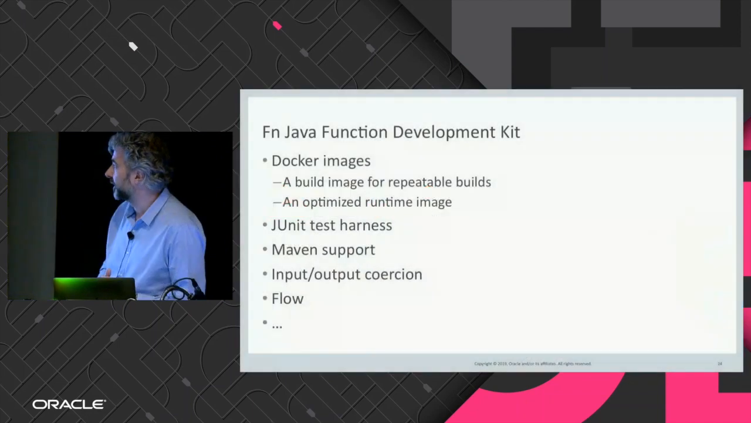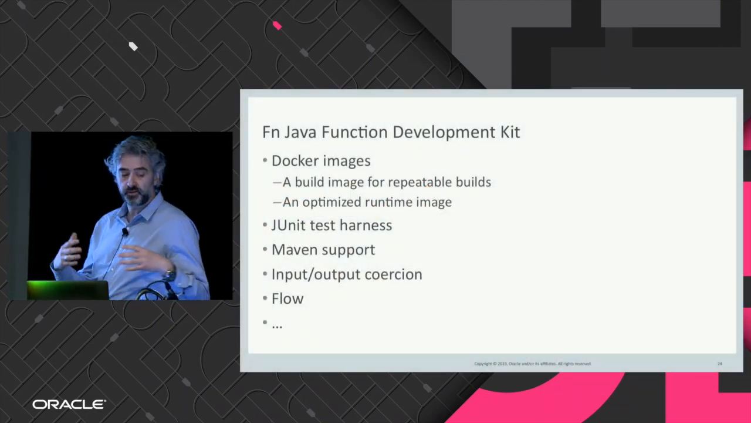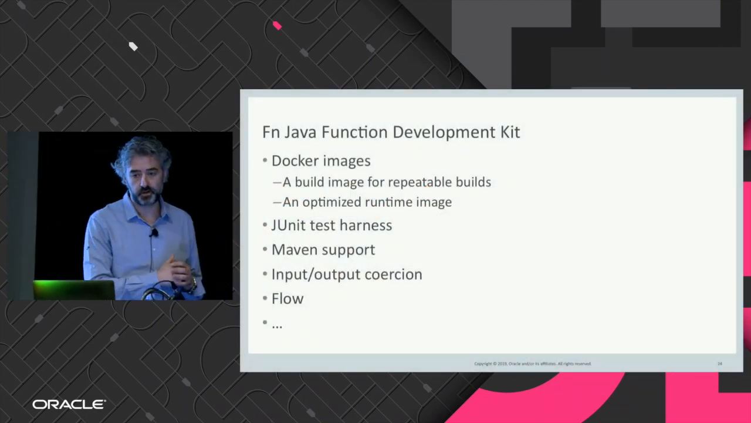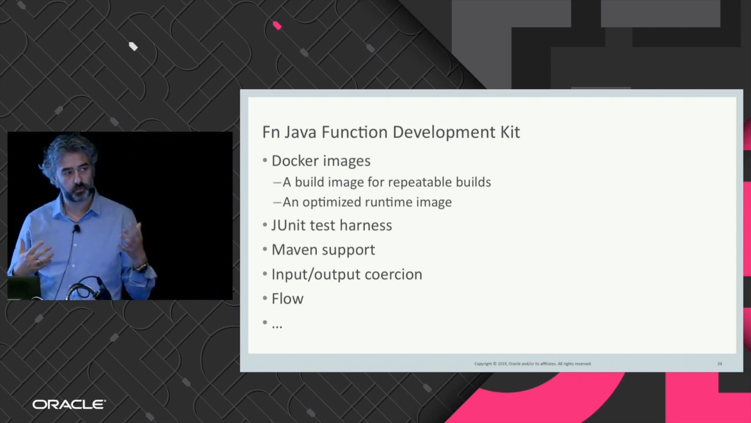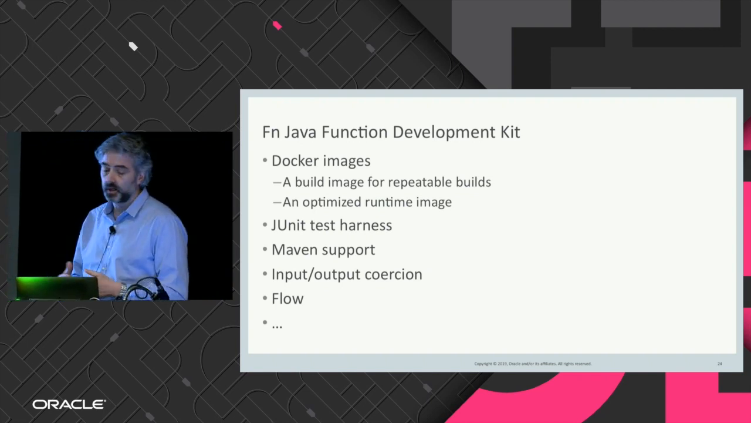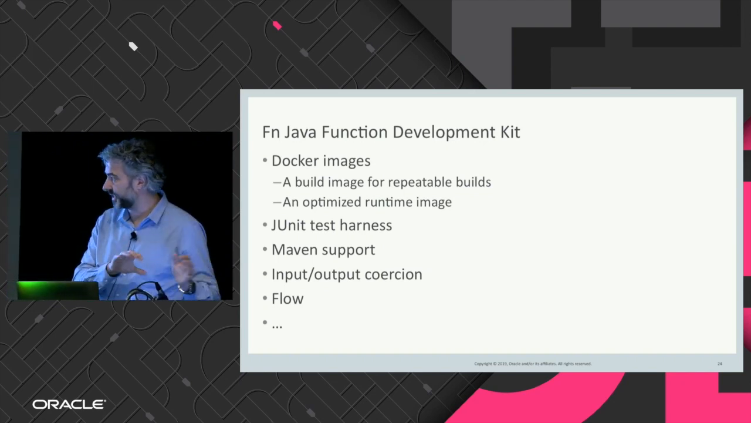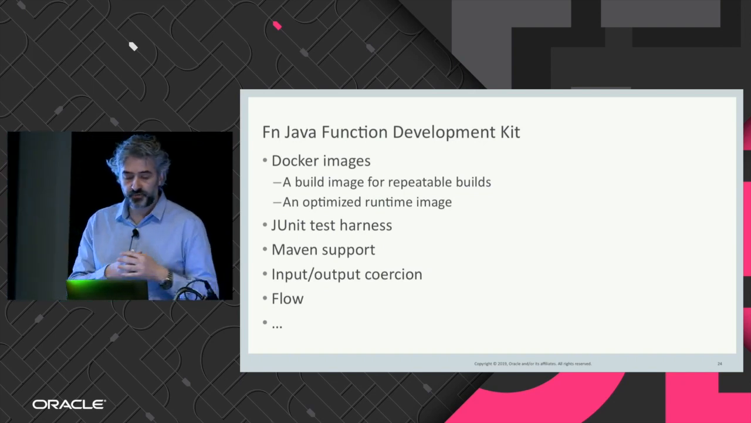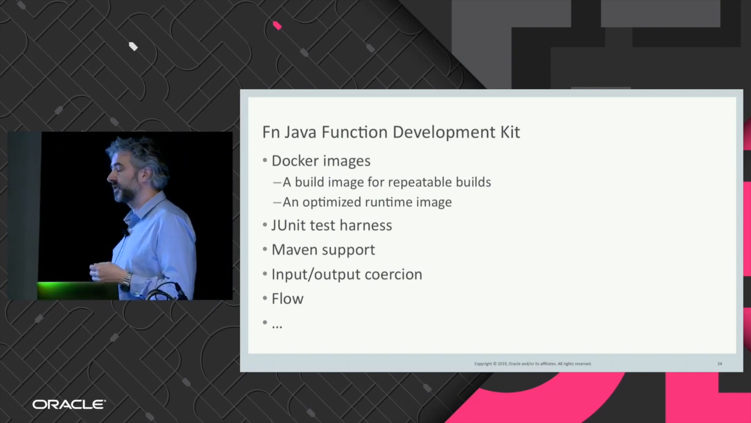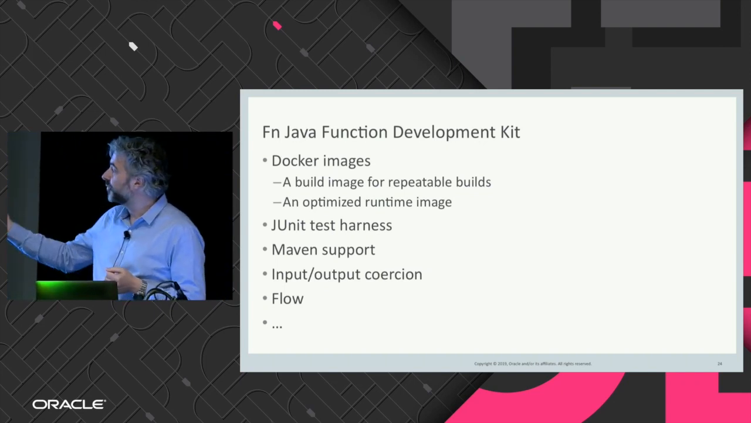So we had a quick glimpse of how to develop serverless functions using Java in FN. For that, we're using what we call an FDK, a function development kit. I was using the Java FDK. The Java FDK provides us, for example, support for JUnit, support for Maven, input and output coercion.